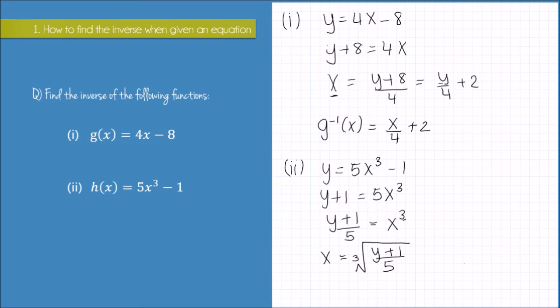Remember, we're not finished though until we relabel this to make x our input variable. So we need to replace this x here with h inverse of our input x, and then on the right hand side here, instead of y, we have x. So the cube root of (x plus 1) over 5, and that's h inverse.